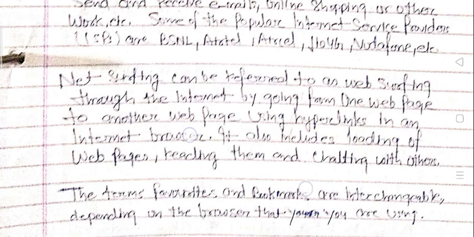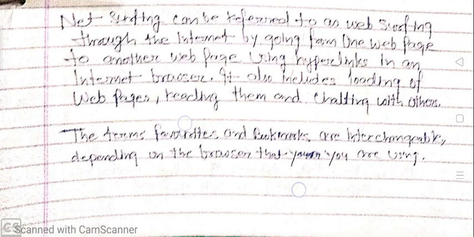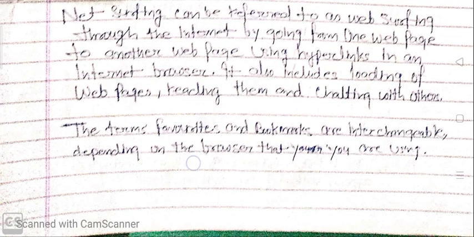Net surfing can be referred to as web surfing through the internet by going from one web page to another web page using hyperlinks in an internet browser. It also includes loading of web pages, reading them, and chatting with others. The terms favorites and bookmarks are interchangeable, depending on the browser that you are using.